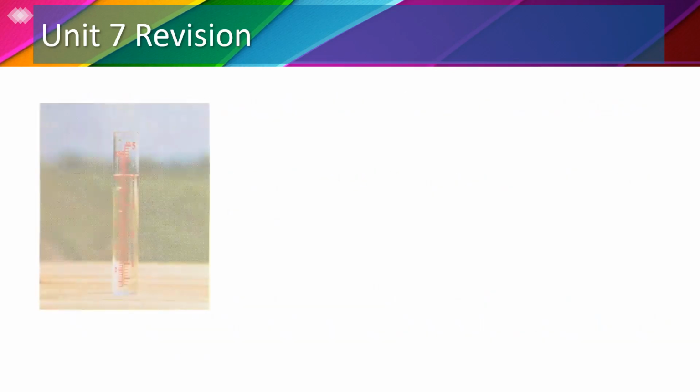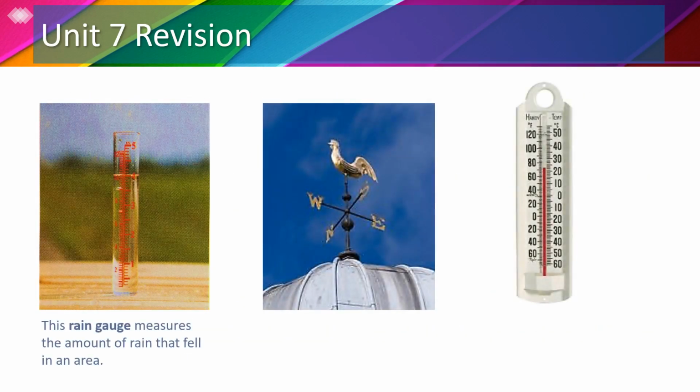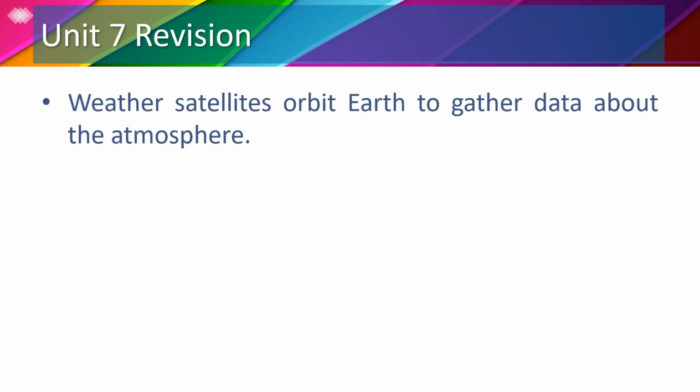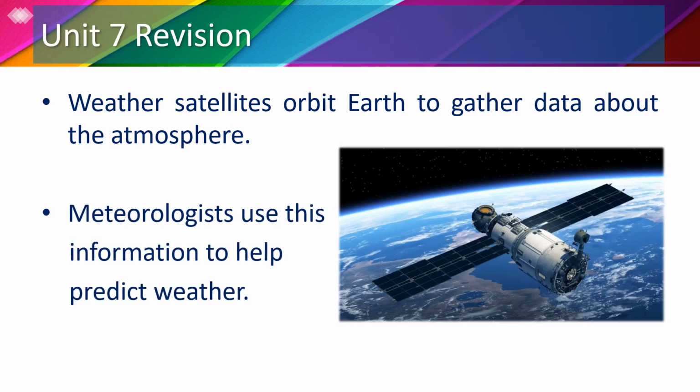To do so, scientists use these instruments. They use the rain gauge to measure the amount of rain that fell in an area. They use the wind vane to measure the direction of the wind, and they use a thermometer to measure the temperature. We also said that weather satellites orbit Earth to gather data about the atmosphere. Meteorologists use this information to help predict weather.